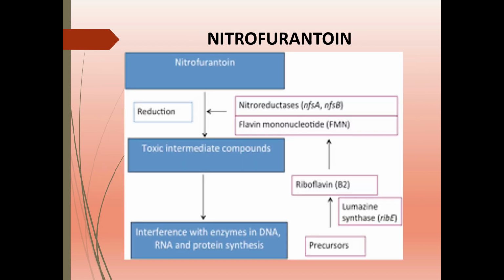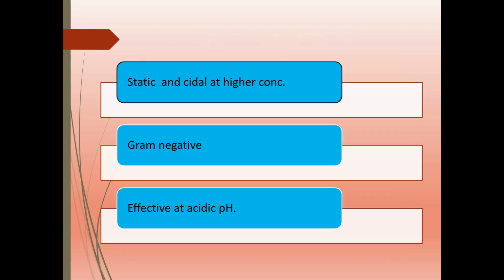Now coming to the urinary antiseptic nitrofurantoin. Its mechanism is that it is reduced to toxic intermediate compounds which interfere with DNA synthesis, interfere with the enzymes in DNA, and thereby interfere with protein synthesis. So this is the mechanism for nitrofurantoin. It is bacteriostatic at lower concentrations and becomes bactericidal at higher concentrations. It acts on both gram positive and certain gram negative bacteria. So E. coli is a gram negative bacterium, and as we said, it is effective only at acidic pH.